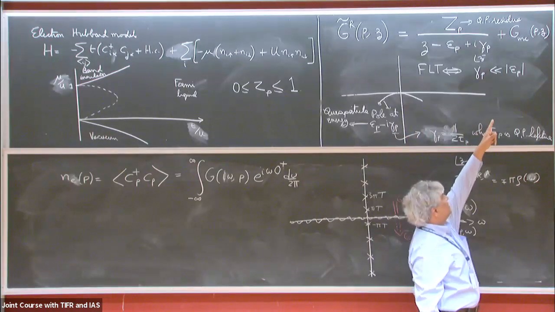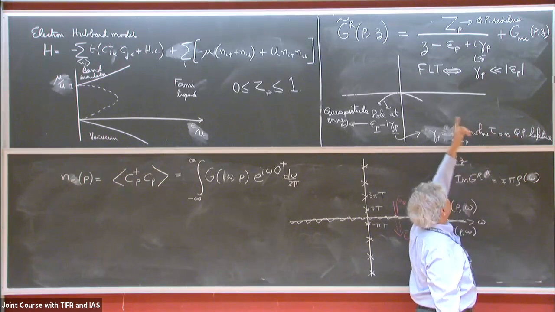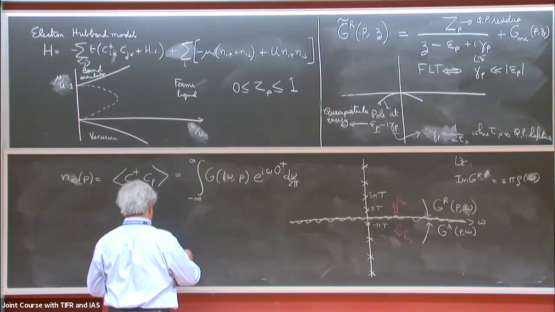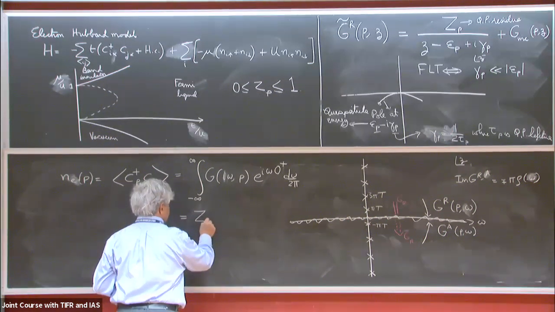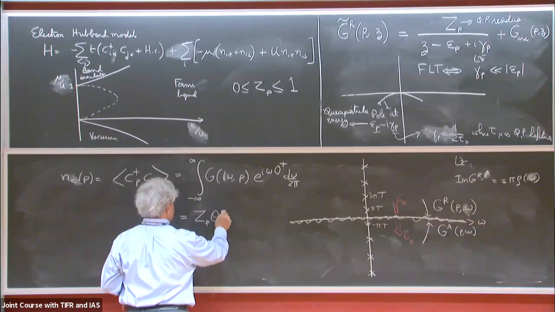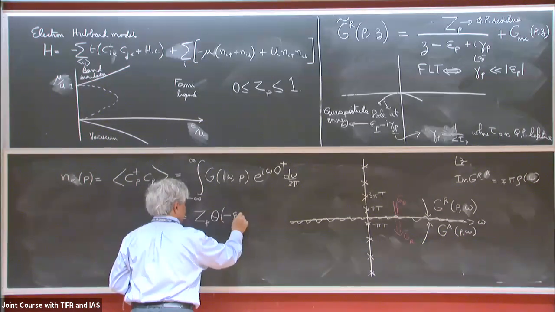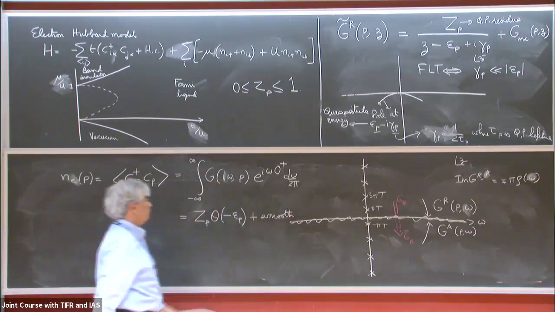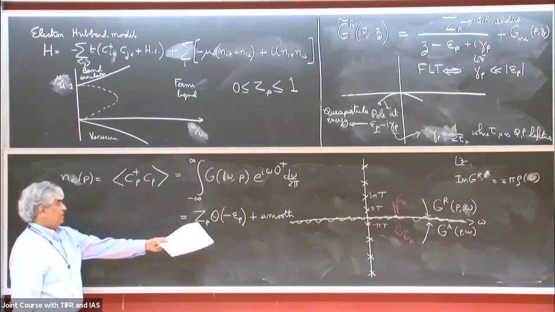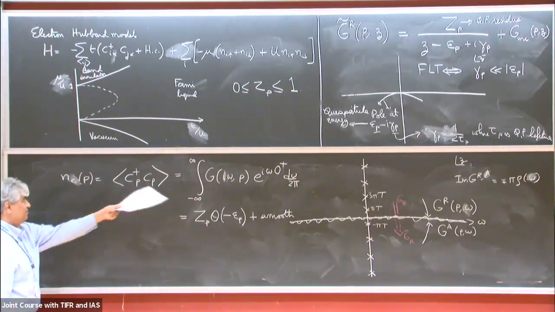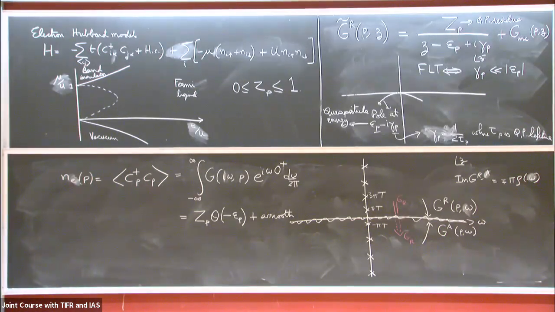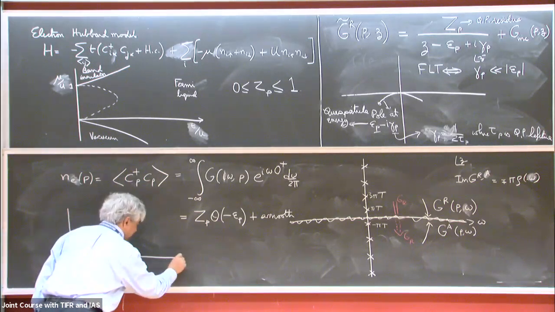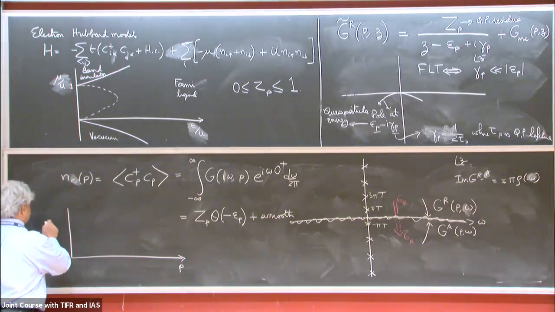And now we assume that the G incoherent will give us something smooth. So we really want to look at the contribution of this. And so when you do that integral carefully, what you find is Zp times theta of minus Ep plus a smooth function. So now you combine this information with the fact that this is positive, just by definition, the expectation value of this operator has to be positive. So this gives us what NE of P looks like, the distribution of electrons in the ground state.